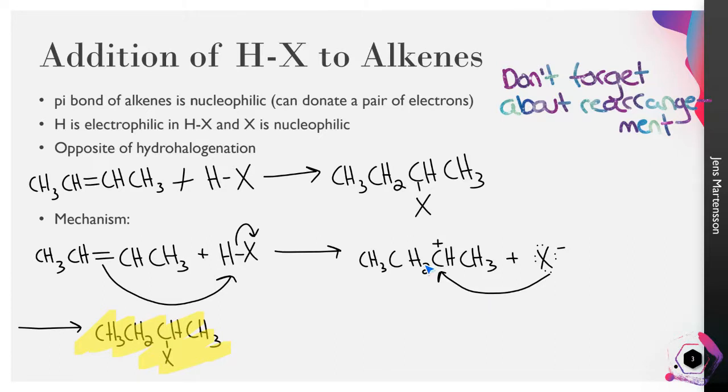In this case, I can't move anything to make a more stable one. Okay, so if it's just a straight chain, you can't rearrange because it's just a straight chain. So no matter where you put this, it'll either be primary or secondary. So again, this is a product here. You just added the hydrogen to one carbon, and you added the halogen to the other doubly bonded carbon.